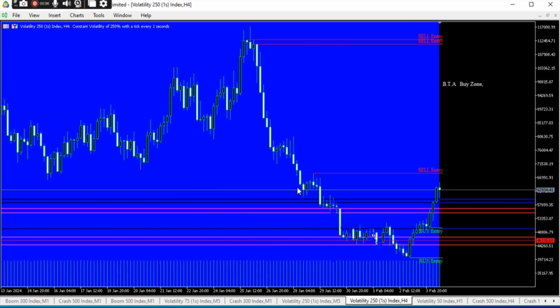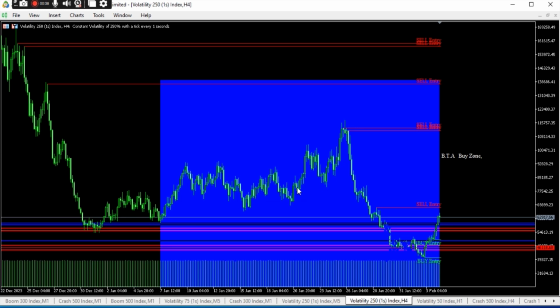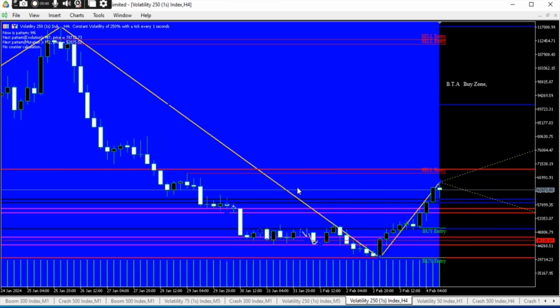So as you can see on H4, you look for the latest entry. So on H4, my latest entry is a buy entry. But according to my nodes, which I regard as the TP. So this is my TP, this is my TP. So let's say right now it has reached this TP.